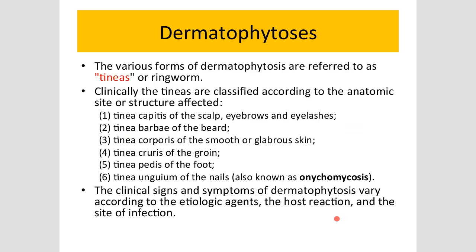Now, remember I said that they are also called tinea. We also call it ringworm. Clinically, we give them a different name when they affect a different area. For tinea capitis, scalp, eyebrows, and eyelashes. Tinea barbae of the beard. Tinea corporis of the smooth or glabrous skin. Tinea cruris of the groin. Tinea pedis of the foot. And tinea unguium for the nails.